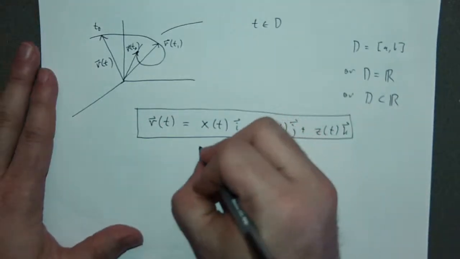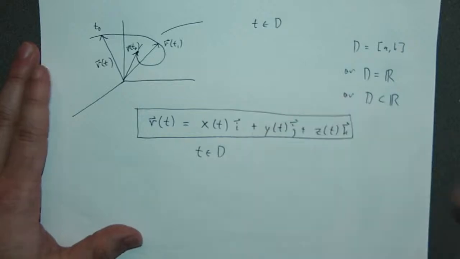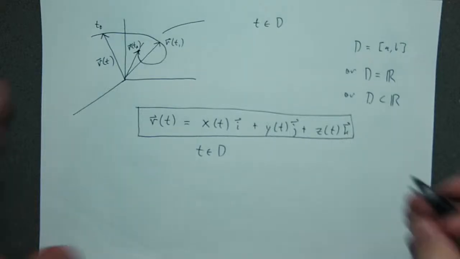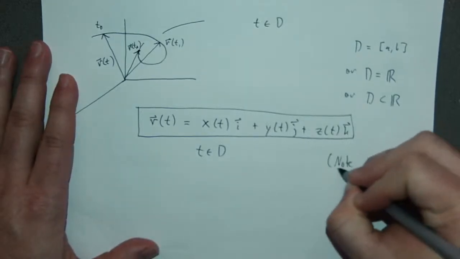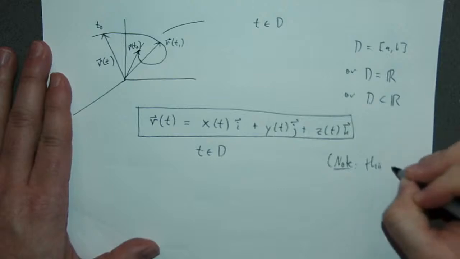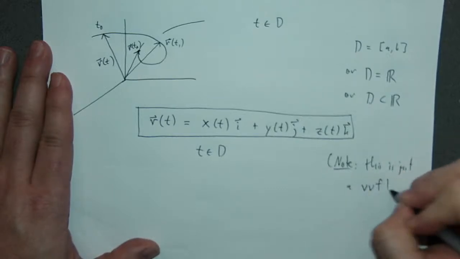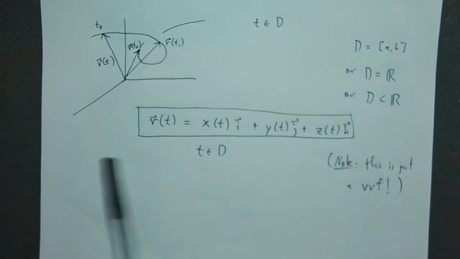Okay, and t is in some domain D. All right. So what is this? Notice this is just a VVF. So this is just a vector-valued function. Okay, we've just changed this notation slightly.